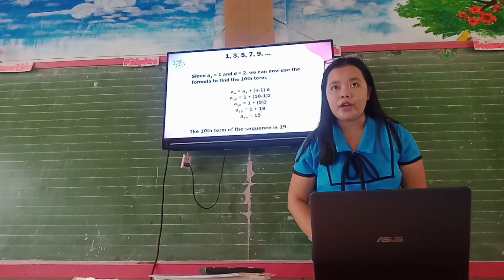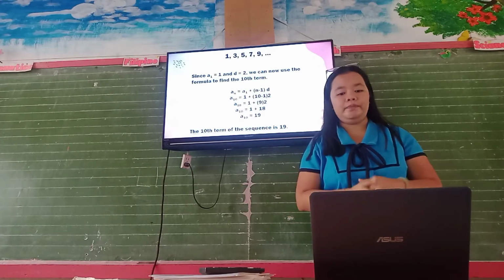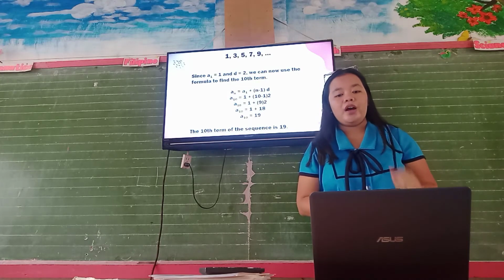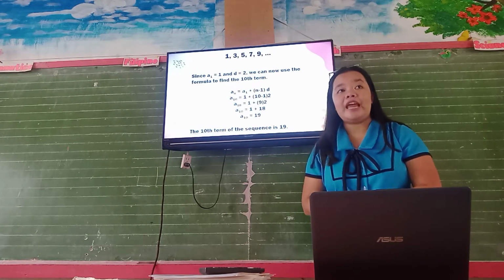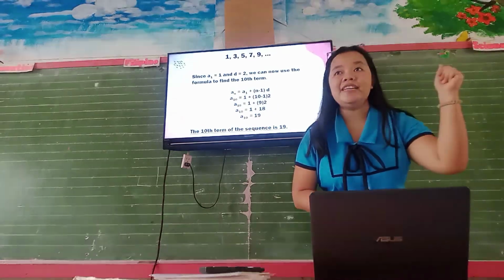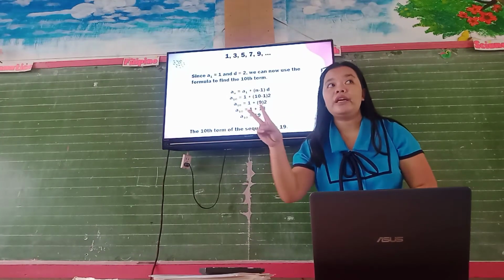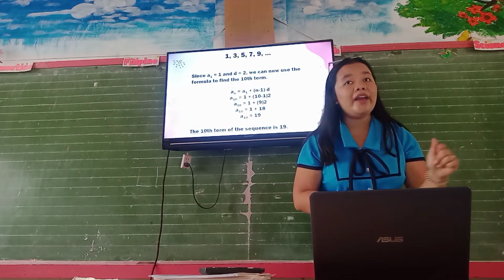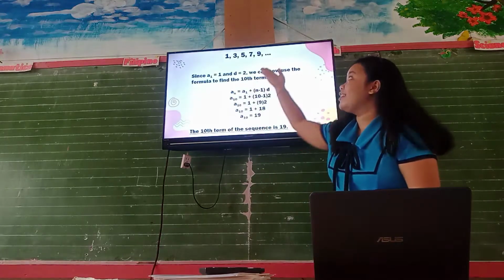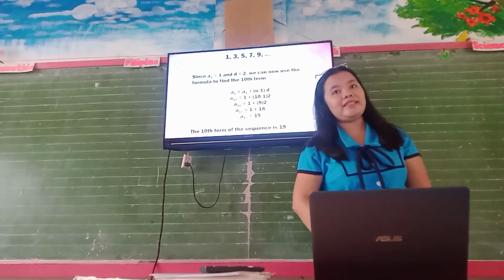Am I getting across? Okay, very good. So, by substitution, we have 1 plus the quantity of 10 minus 1 multiplied by 2. Again, 10 minus 1 is 9, multiplied by 2 is 18, plus 1 is 19. Thus, the 10th term of this sequence is 19.